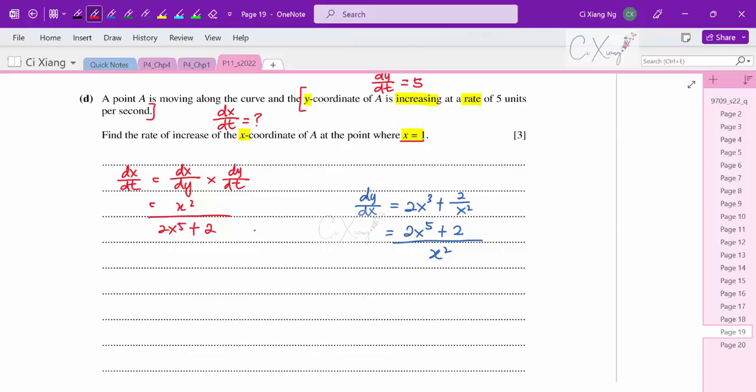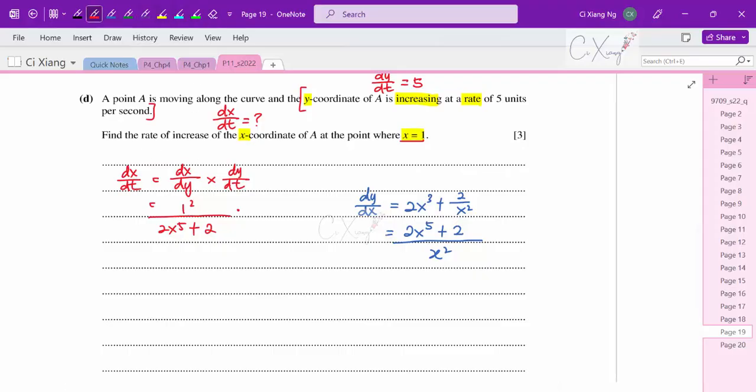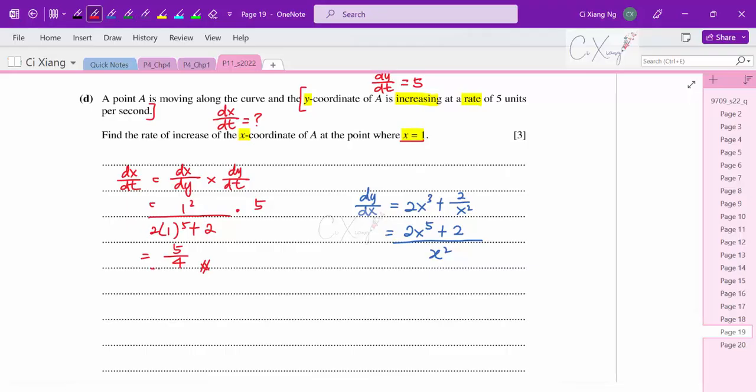plus 2. Okay, and then for this question, they already tell us that x should be equal to 1. Therefore, I put 1 here, I have 1 squared. And then 2x power 5 becomes 2 multiplied by 1 power 5 plus 2. Then multiply with dy dt. For dy dt, we got the 5 just now, so I multiply with the 5. By simplifying this answer, the final answer is 5 over 4 for the rate of increase of the x coordinate.